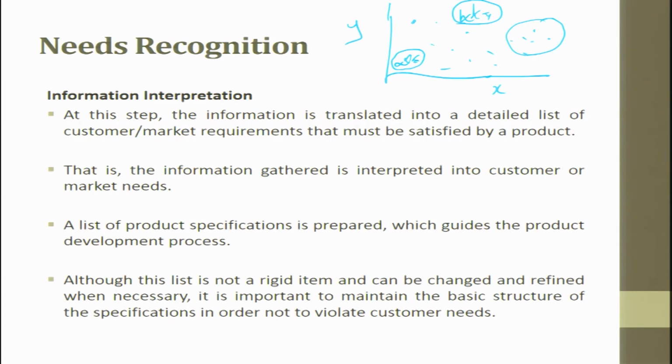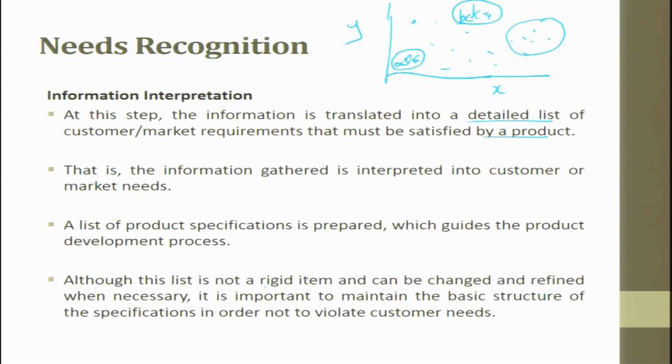Okay. So, information interpretation is a big skill and it is huge, it involves huge science, understanding and technological interpretation. So, you have to have a blend of all. So, at this step the information is translated into a detailed design or detailed list of customer market requirements that must be satisfied by the product. That is, the information gathered is interpreted into customer or market needs. The list of product specification is prepared from here, which guides the product development process.